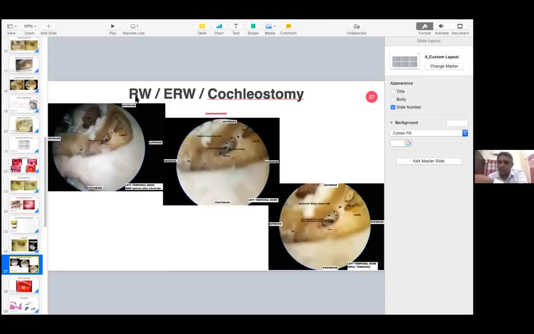The disadvantages of cochleostomy are 3 here. Number 1 is mechanical trauma. When you drill the bone, there will be mechanical trauma. Number 2 is thermal trauma. That means it generates heat. The third one is vascularity.